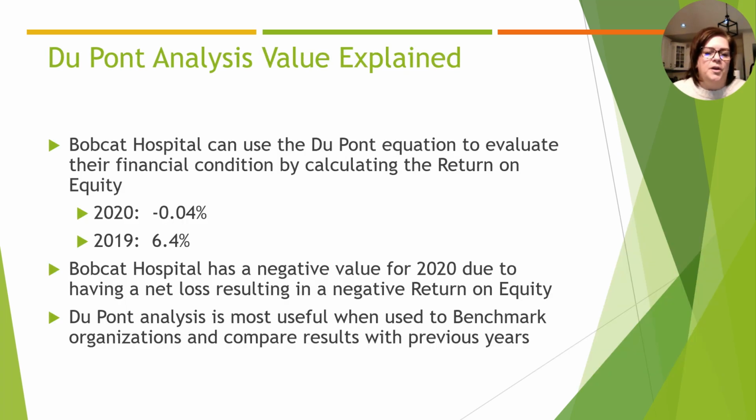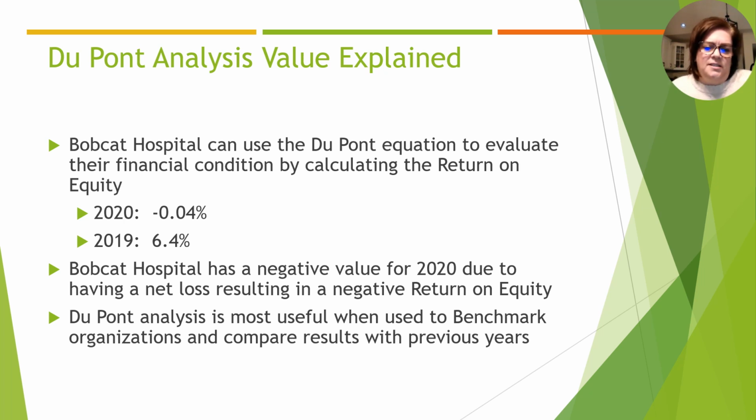So the values that were listed there, you'll notice that this equation is evaluating their financial condition by calculating the return on equity. In 2019, that value was 6.4%, and you'll notice that in 2020 it is a negative 0.04%. And that really is brought on by the negative value on the 2020 statement, where they had a net loss that resulted in a negative return on equity.